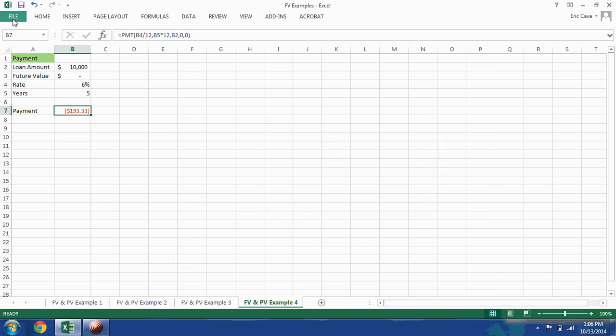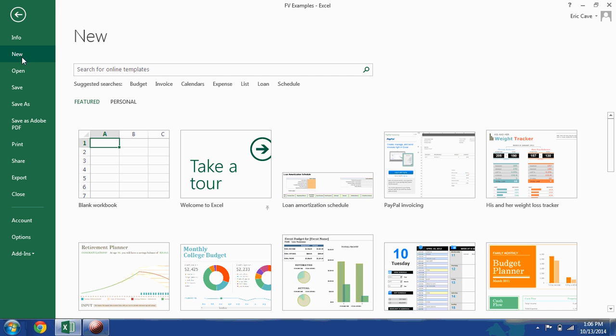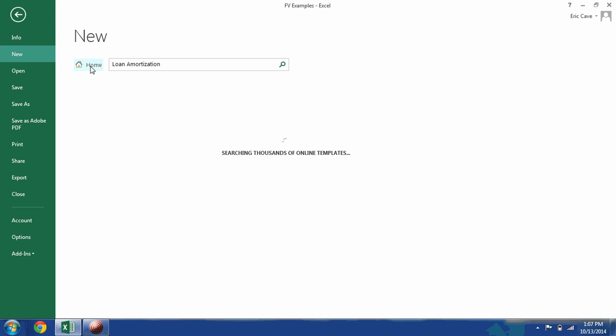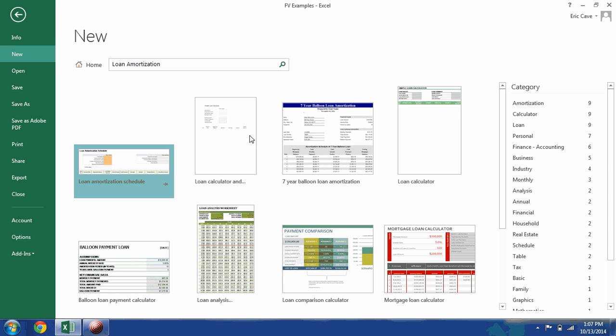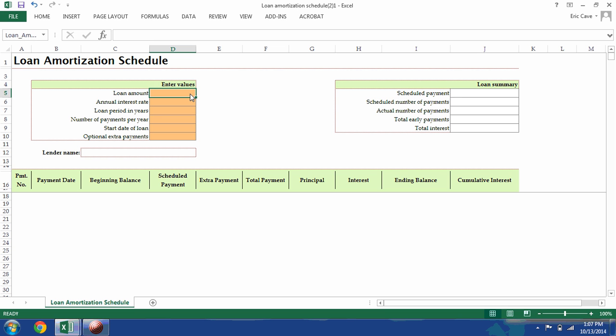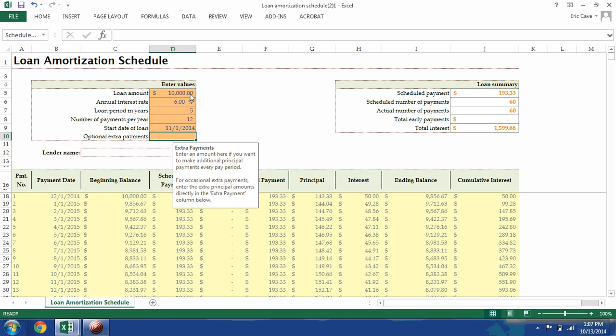Just to add one more to this example, you can also use what's called an amortization table. So if you go to loan amortization in your Excel sheet, you can find the same amortization schedule to calculate this. We'll say our loan amount was $10,000. Interest rate was 6%. 5-year loan. Number of payments per year is 12. Start date doesn't really matter. You can make up any number. And you can see that it calculates the same amount, $193.